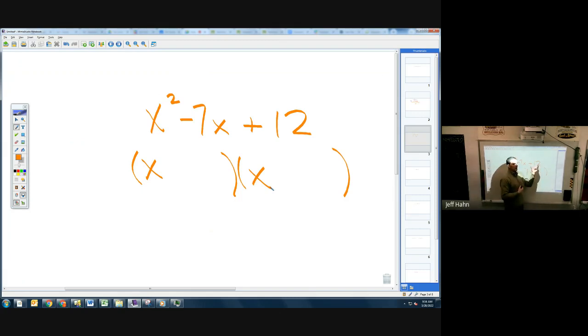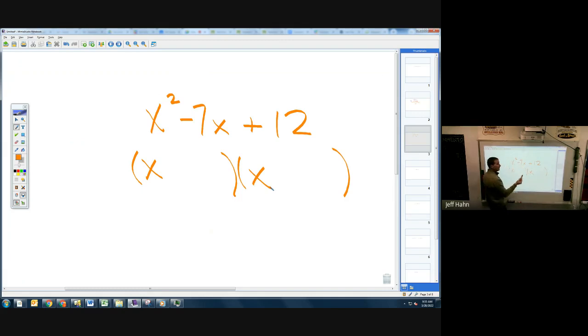You are trying to figure out the factors of 12. You have to figure out what times what multiplied gives you this, and when added together gives you that. So you sit in your head and rumble around: how can I get 12? 1 times 12, 2 times 6, 3 times 4, but only one of those combos is going to give you a 7, which, Frankie, is? -3 times -4.